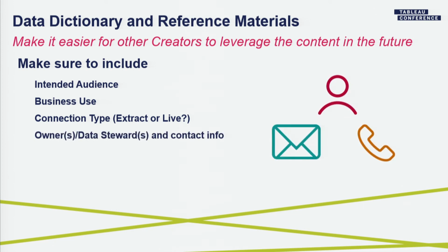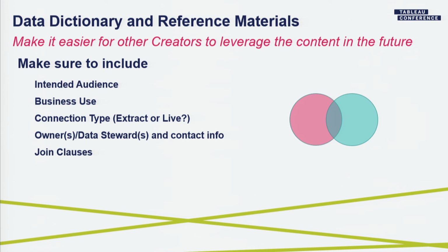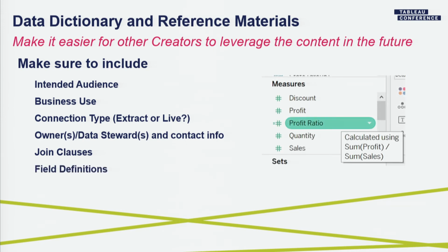Who are the owners of the data source or the owners of the project, just so that they have someone they can contact. You're not in that problem of emailing one person, they forward it to the next person, and just trying to figure out who the heck owns the thing in the first place. If there are any join clauses to be aware of, so if there are multiple data tables being used, just again, so no one has to go hunting around for information that you already figured out.